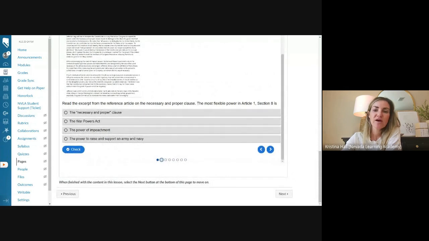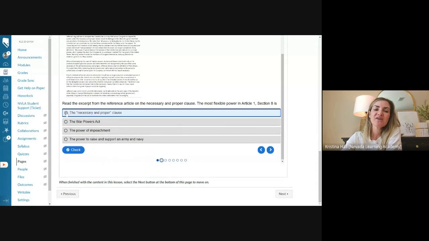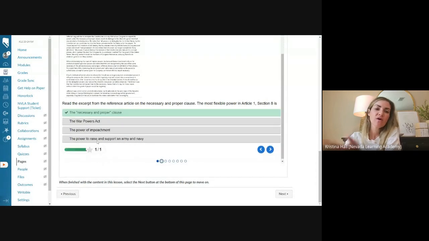The most flexible part of Article 1, Section 8 is, so it starts out with the necessary and proper clause. So when they're going over the responsibilities of Congress, there's a section that talks about their responsibilities being necessary and proper. It creates flexibility because who defines what's necessary? Who defines what's proper?